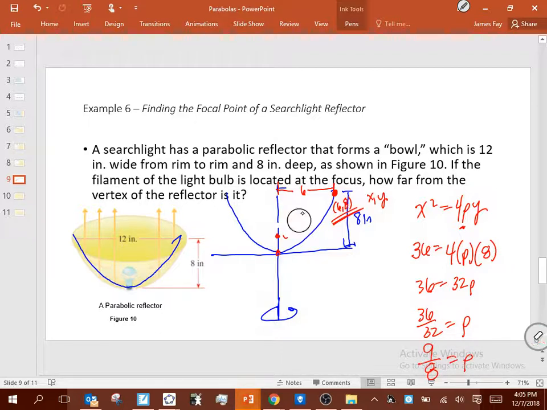So p here, that distance from the vertex to the focus, is 9/8 inches, or 1 1/8 inches. So that's where I would have to put the filament of the light bulb so that I can harness this reflective property. Hopefully this helps.